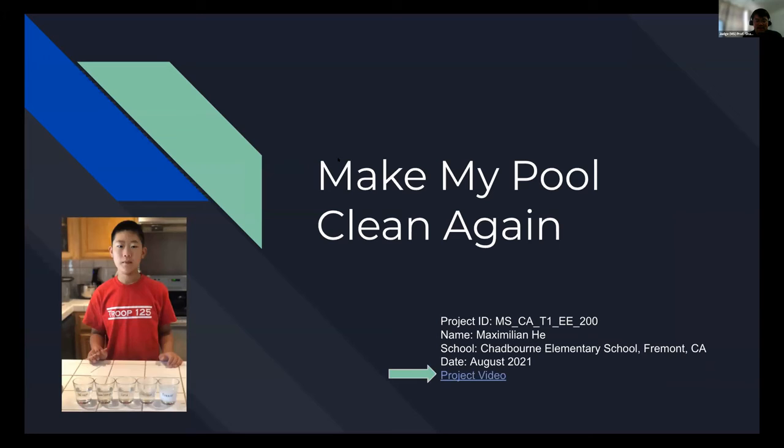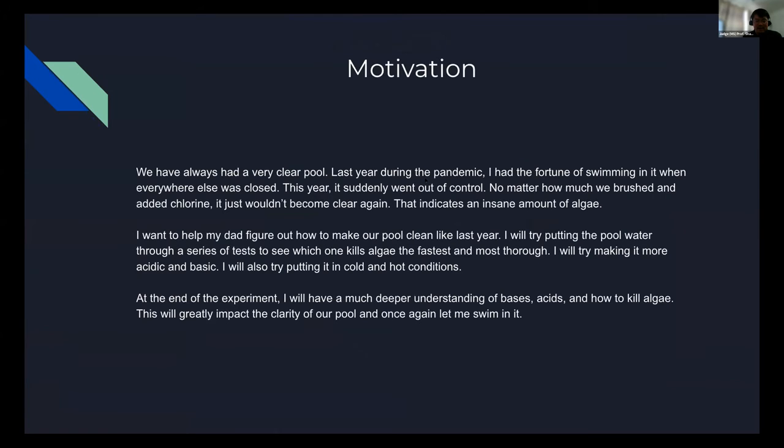Make my pool clean again. My motivation for this project is that last year during the pandemic, I had the fortune of swimming in a clear pool. But this year, the pool went out of control. No matter how much we brushed it or added chlorine, it wouldn't become clear. This indicated that it had a lot of algae in it. I want to help my dad figure out how to make our pool clean, like last year.